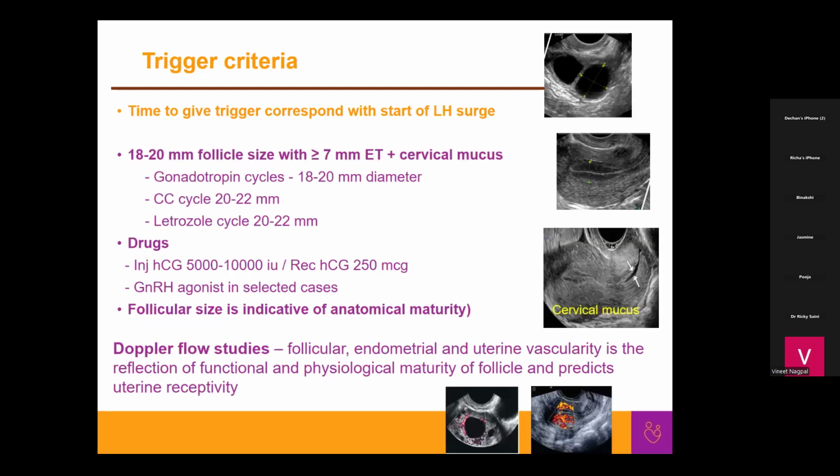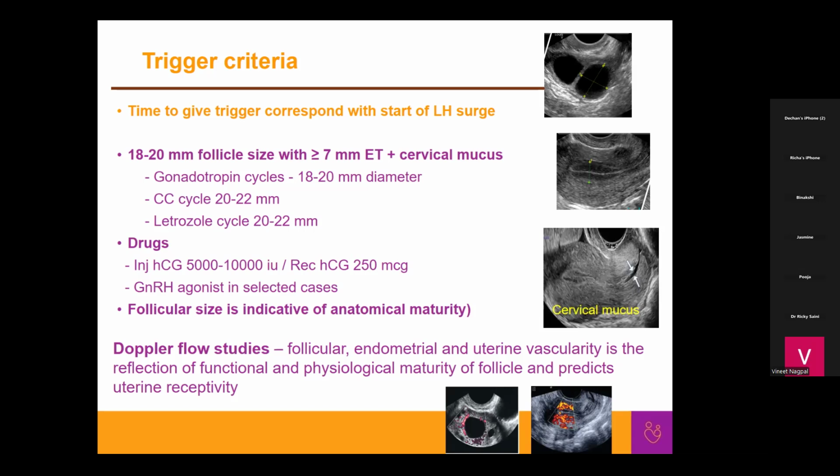Then comes the criteria to trigger the cycle. So the time to trigger should correspond with the start of the LH surge. So there are two important things. One is the follicular size, that could be 18 to 20 millimeter, along with the endometrial thickness more than 7 millimeter. But again, a very important thing is to look for the cervical mucus also. Cervical mucus actually gives us a clue about the estrogen levels that are produced by the follicle. So this gives us a clue about the functional maturity of the follicle also in an indirect way.